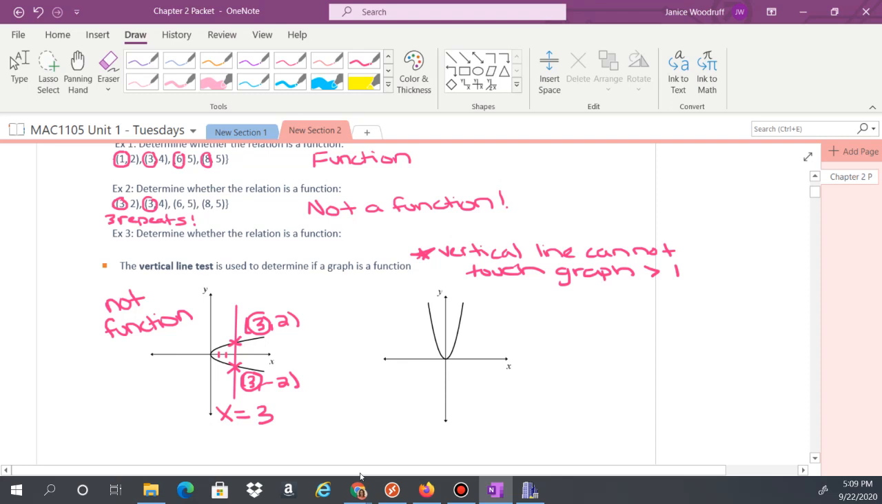It will tell you if your function is going to have any x values that repeat. So if I look at my next example, I draw a vertical line, or I roll the vertical line through the graph, and I move it through, that's only going to touch the graph one time. So we can say that this one is a function.